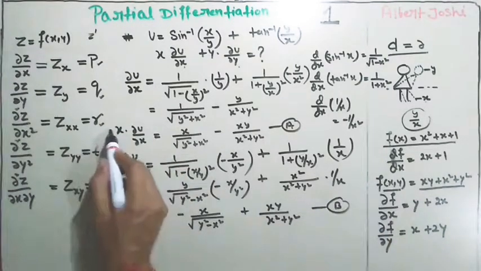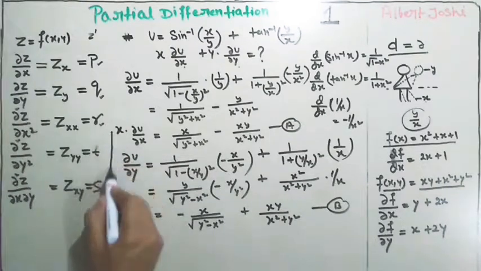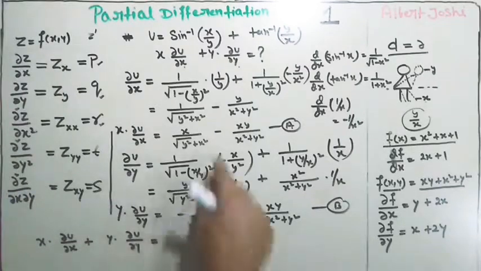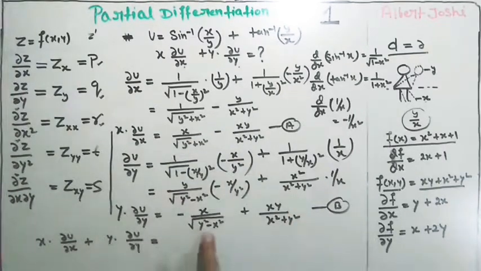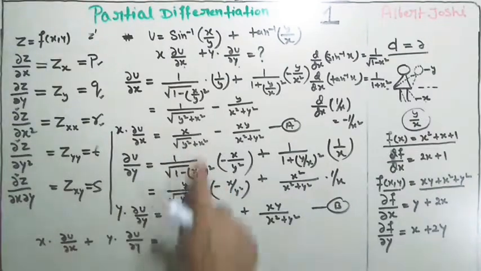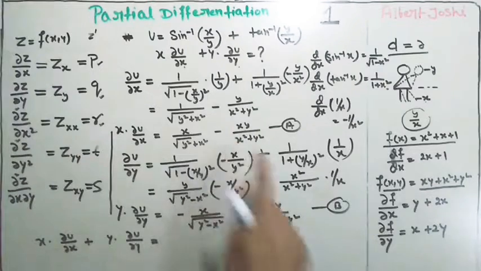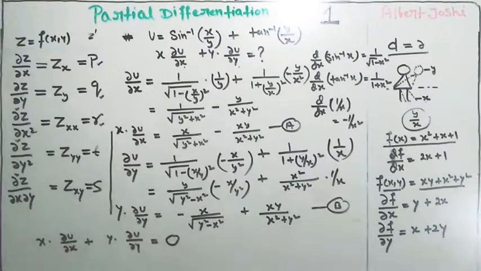Now you have to add this and this. You have to add both. Okay, so you will get x ∂u/∂x plus y ∂u/∂y is equal to, now you can see this value and this value both are the same. Both are the same, but this is positive, this is negative, and this value both are the same. This is negative, this is positive. It means that this is 0. That is the answer. So okay, you have to solve such types of questions like this.